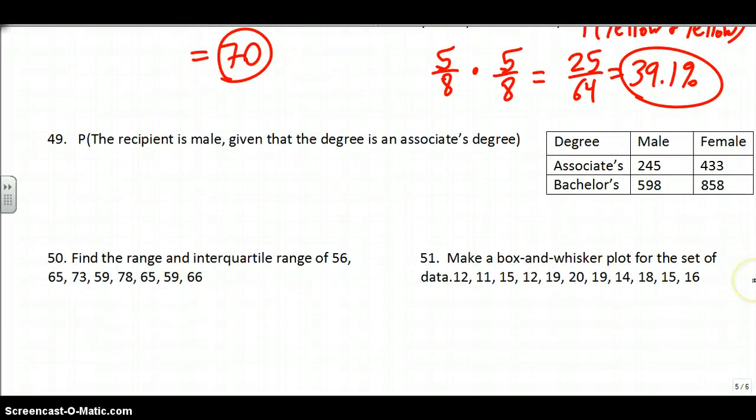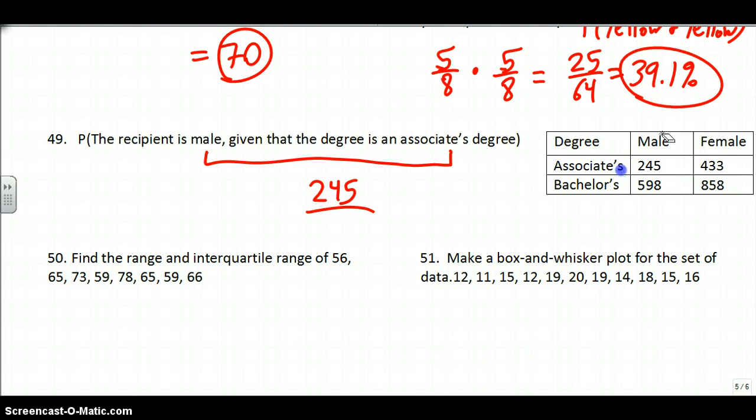Probability of recipient's male given the degrees, associate's degrees. So this is a table. We've seen this table a lot, right? When I have these conditional probabilities, something's happening given something else, the first thing you look for is both of these. Male associate's degrees. So how many male associate's degrees do we have? 245.